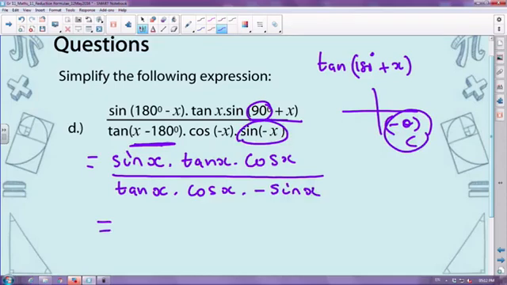Now, guys, if you look at this, now we are multiplying. Remember, don't forget to put a bracket there. Your answer is going to be negative because everything at the top is positive. At the bottom, you've got a plus, plus, and a minus, so you will get a minus. Now, you've got tan x divided by tan x, cos x divided by cos x, sin x divided by sin x. Your final answer is negative 1. Okay?